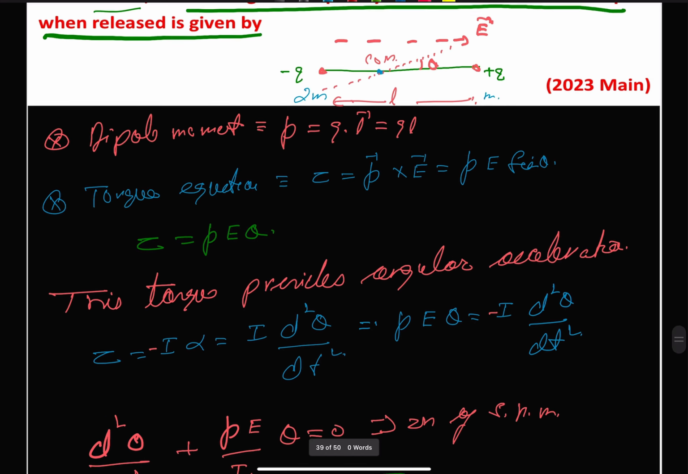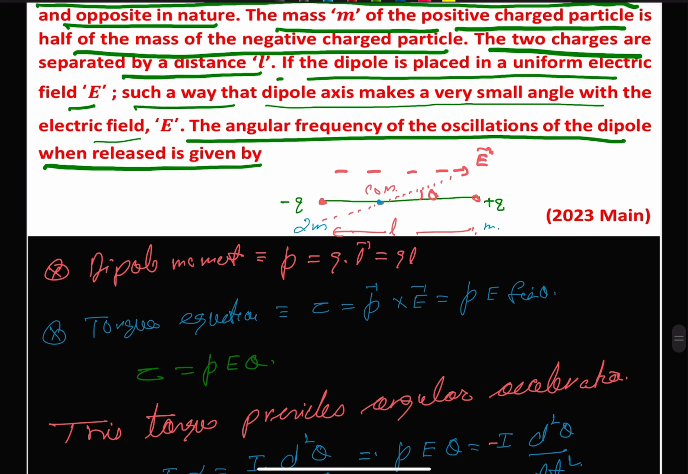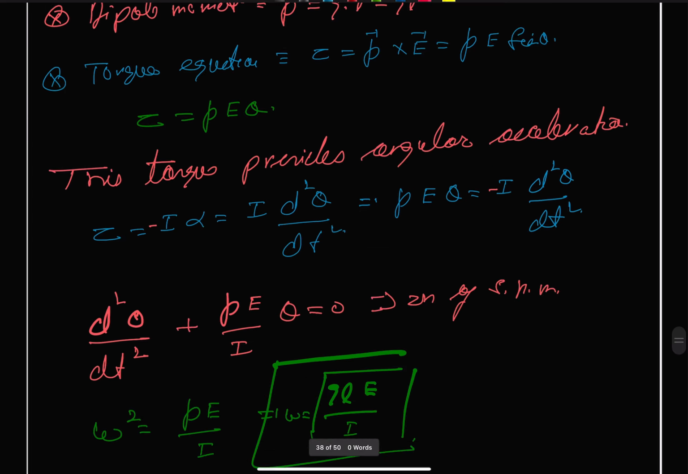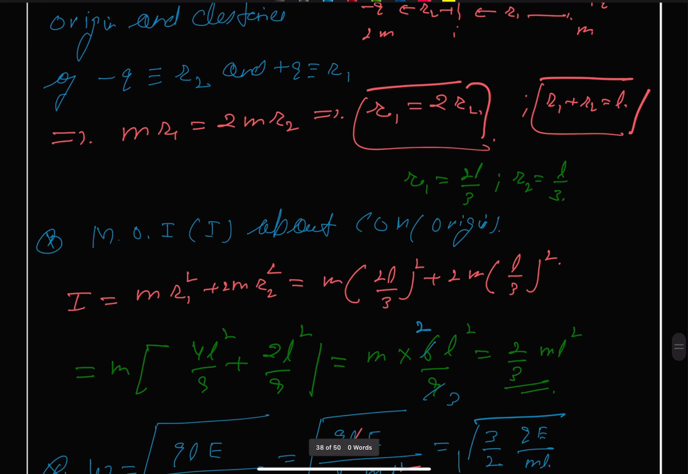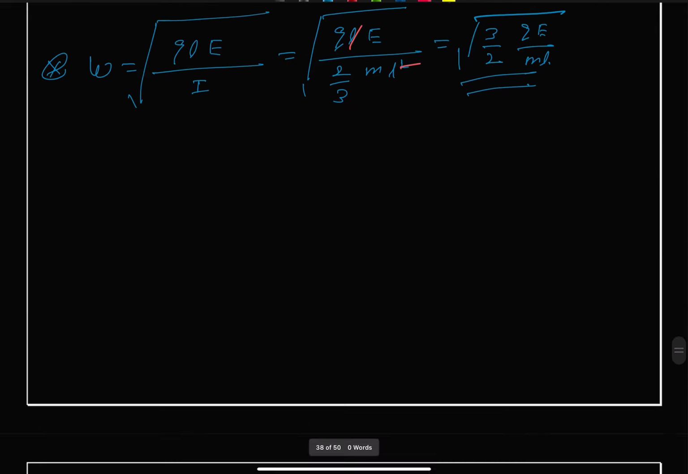The only minor twist they have made is that they have changed the mass. If the mass is changed, the position of the center of mass will be shifted. Accordingly, the moment of inertia, that is the value of I, is going to change. Next question.